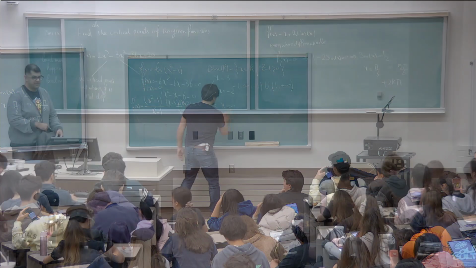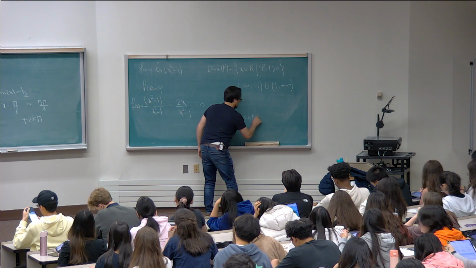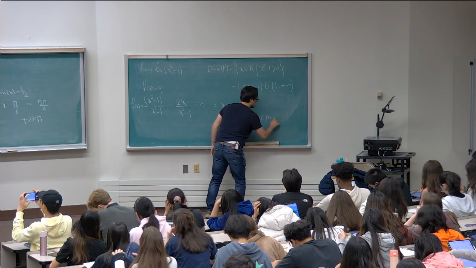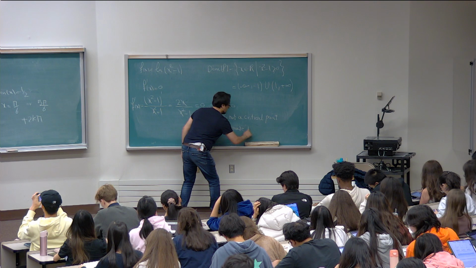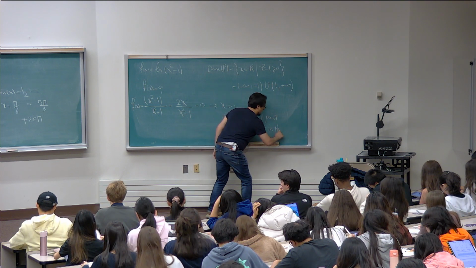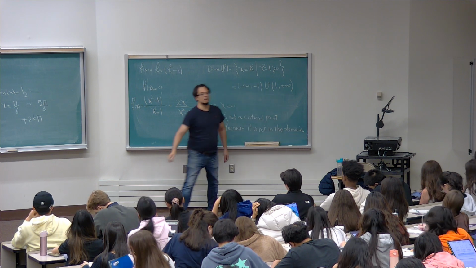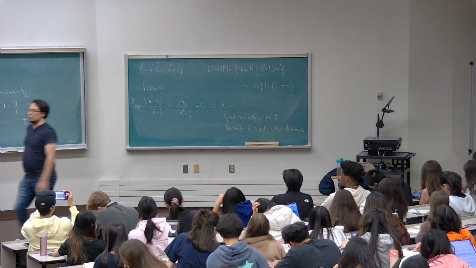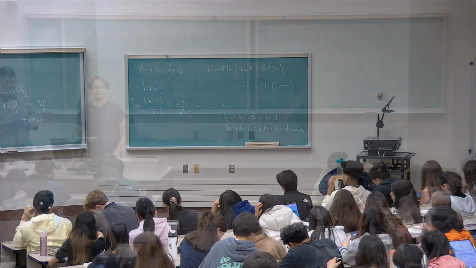So x equals 0 is not a critical point because it is not in the domain. So just be careful when you're doing those calculations. You have to make sure that your critical points are in the domain.